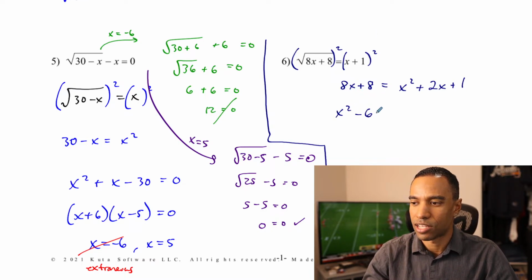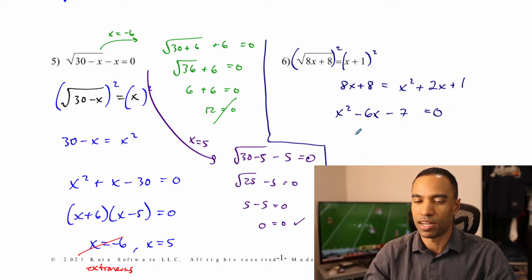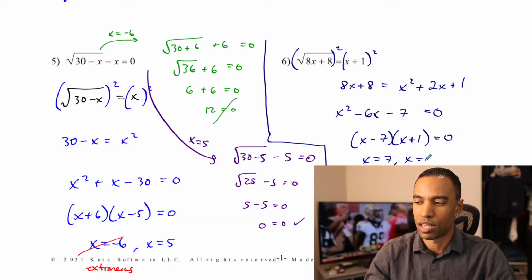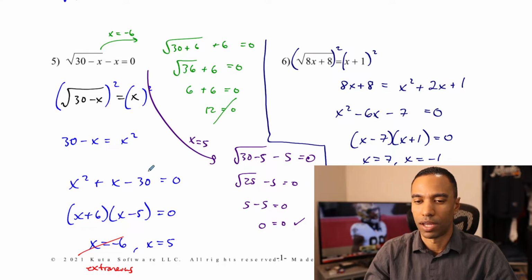All right, let's do the same thing, though. Let's subtract the 8x over, you get negative 6x. Subtract that 8 over, you get negative 7. And let's once again factor: x minus 7 times x plus 1 equals 0. So x equals 7, x equals negative 1.